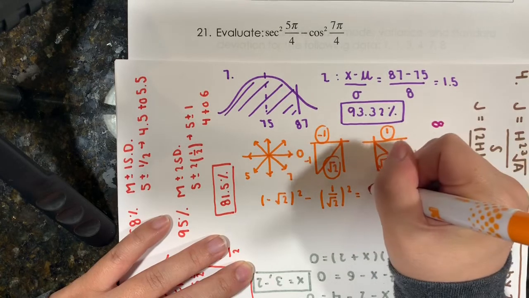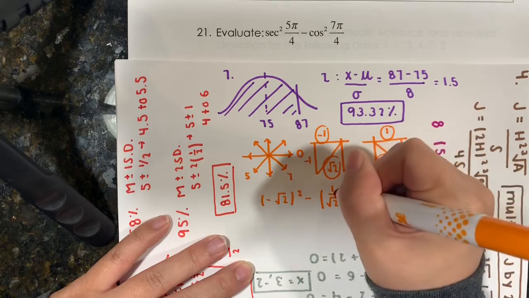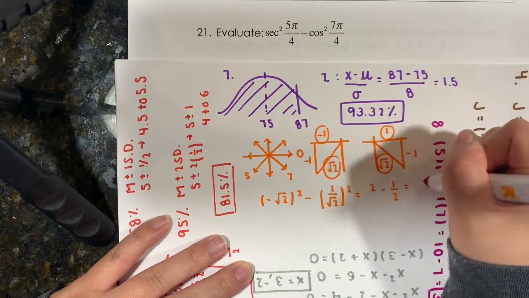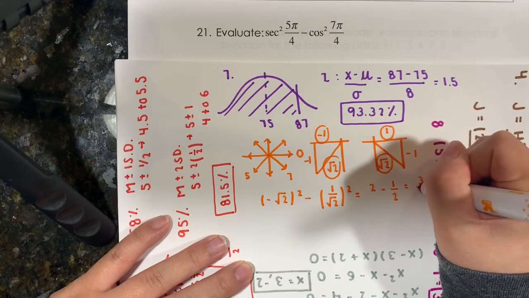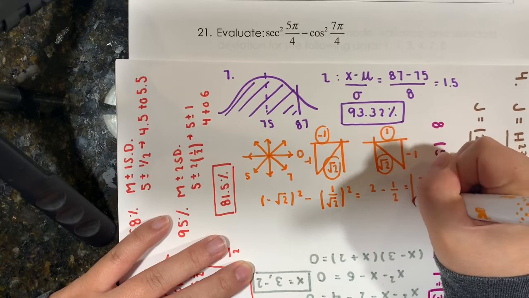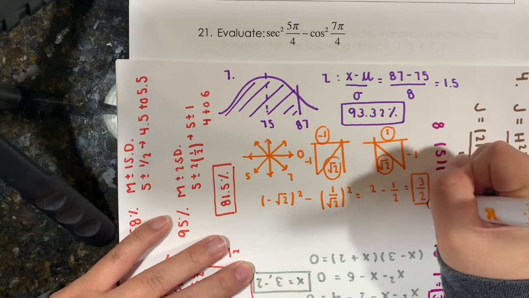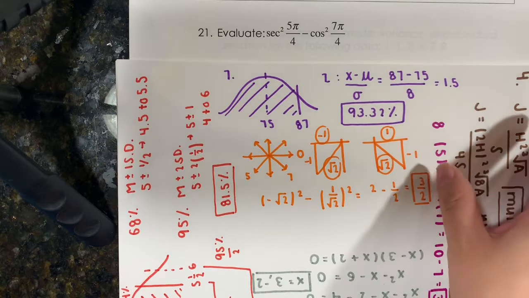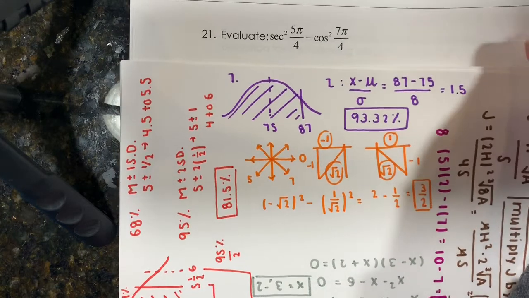Negative root 2 squared would just be 2. 1 over root 2 squared would be just 1/2. So really we would end up with 3 over 2 as our result. Because 2 minus 1/2 would be 4 over 2, and then minus 1/2.